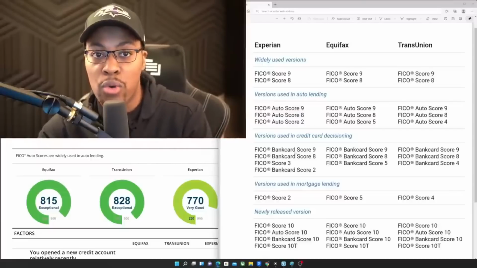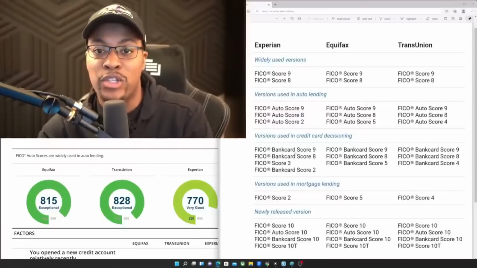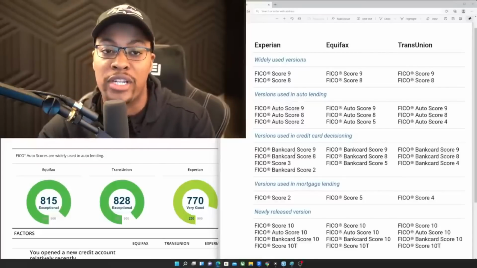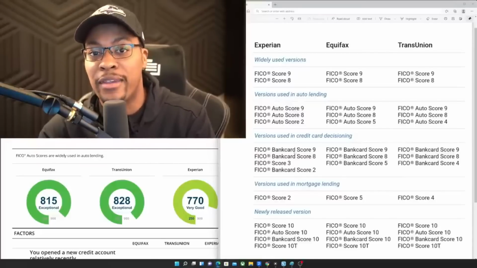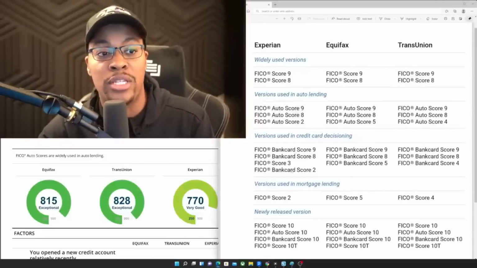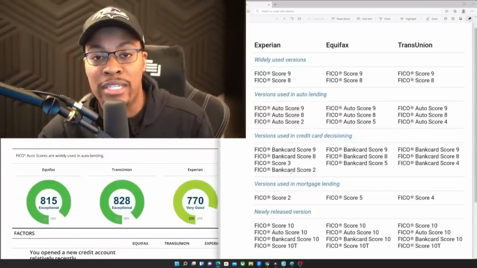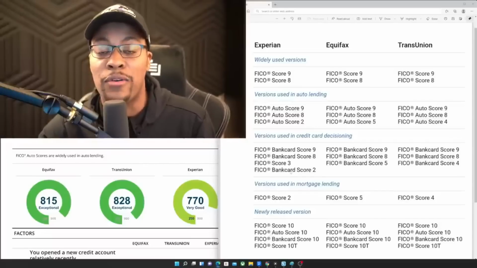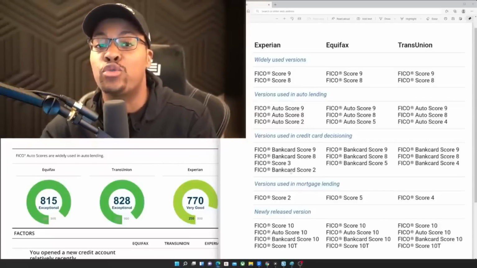Now, the mortgage scores are going to be very specific. So you have your FICO 2 Experian, your FICO 5 Equifax, your FICO 4 TransUnion. And so those are going to be very specific to the credit bureaus that feed into the data for those mortgage scores. And then you also have more recently the FICO 10 and the FICO 10T. So the FICO 10T is looking at trended data.